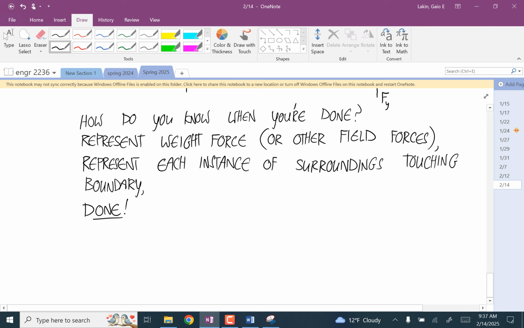Yep. How do you handle air pressure, wind? Yeah, well, how you would represent it would be different in every case. We're not going to see any problems in this class where we do that, but you'd probably have to represent it as some kind of distributed load. It definitely would get more complicated, but you'd still just think of it as tiny little objects touching the boundary or a continuous object touching the boundary.